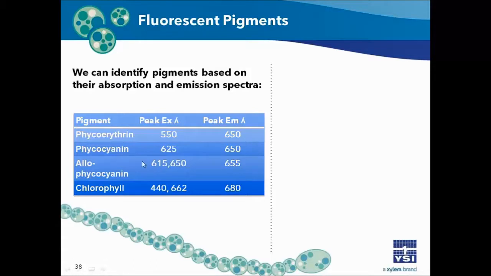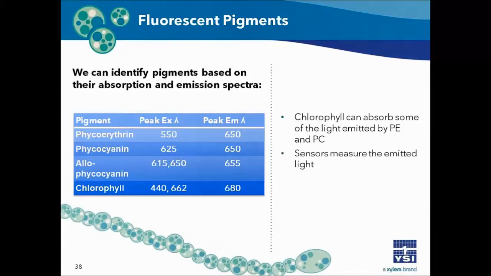Some of the peaks that are shown here are what we commonly use when we filter LED lights, for example, to hit these in the lights that are put out by sensors or the lights that are detected by sensors. Chlorophyll can actually absorb some of the light that's going to be emitted by phycoerythrin and phycocyanin. That's why we call phycoerythrin and phycocyanin accessory pigments sometimes.